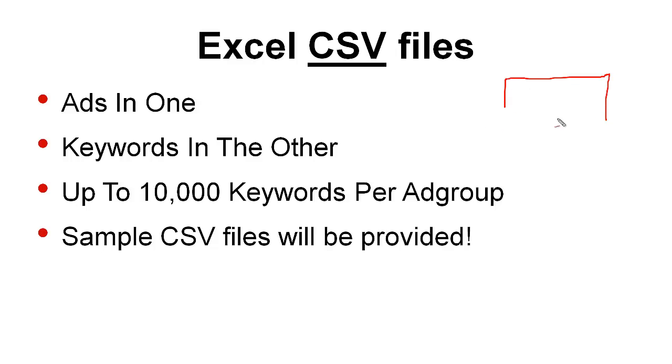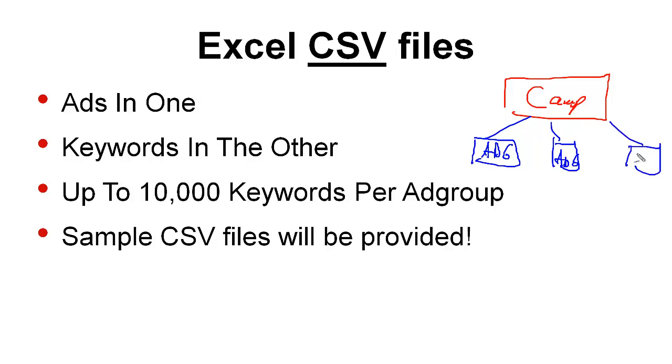You're going to create a campaign, so I'm just going to write camp. And let me use a different color. Then you're going to have an ad group, and I'll just put ADG for ad groups. And you're going to have different ad groups, and each of these ad groups at a maximum can have 10,000 keywords in it. So I'm not going to draw 10,000 lines coming off of this, but 10,000 keywords per ad group.